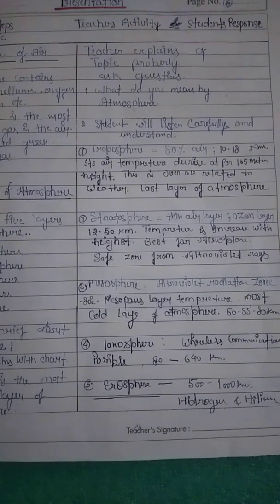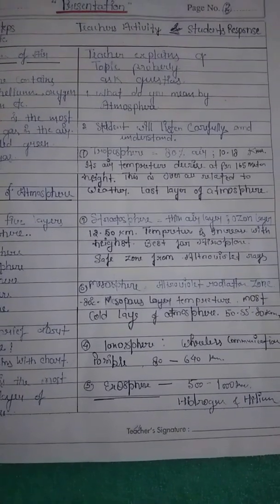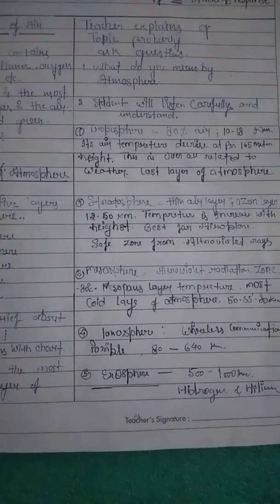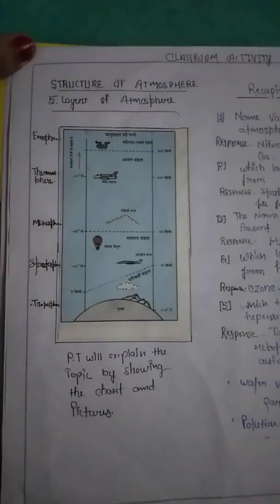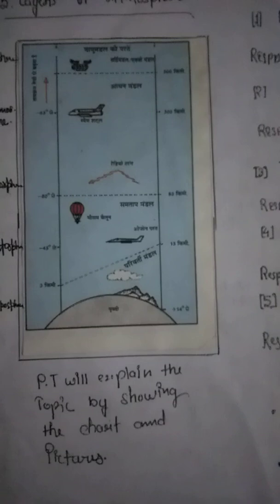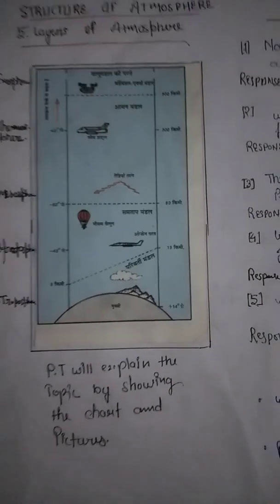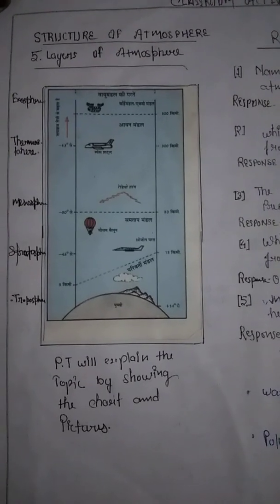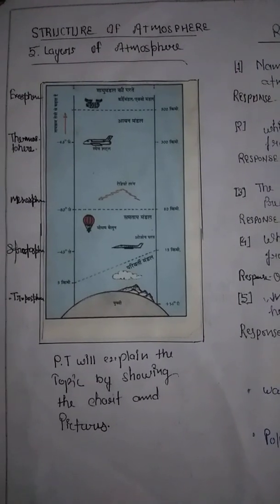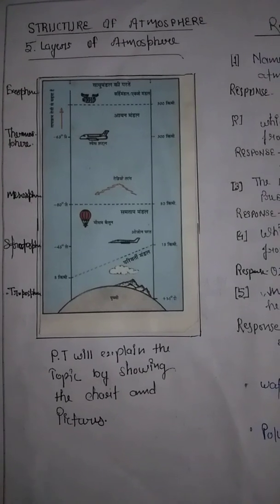Mesosphere is the third layer of the atmosphere. Just as you should explain all the layers of the atmosphere, the lesson plan should include all the matter related to the topic. Here I placed a big picture, as shown in the classroom. This is about the structure of the atmosphere. I am showing the five layers of atmosphere: exosphere, thermosphere, mesosphere, stratosphere, and troposphere.